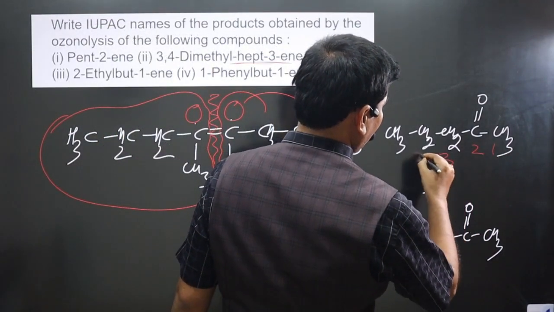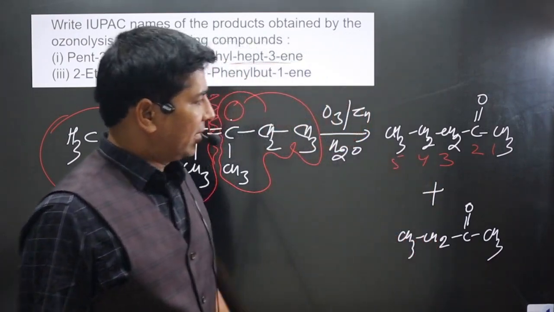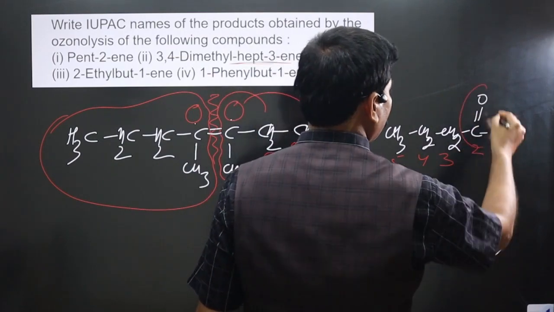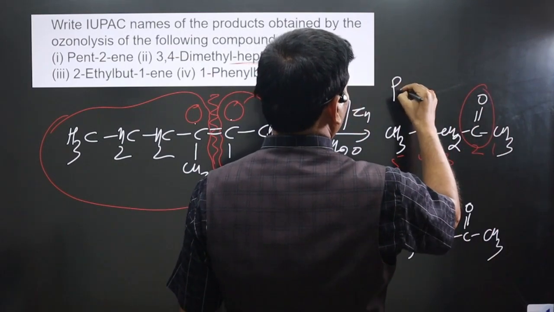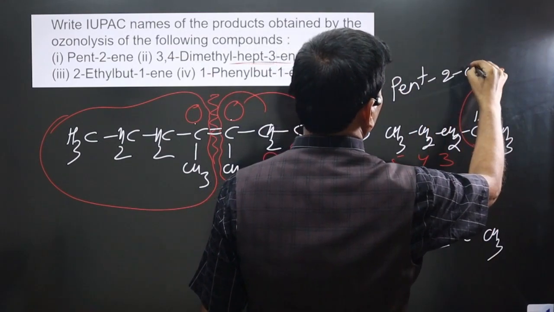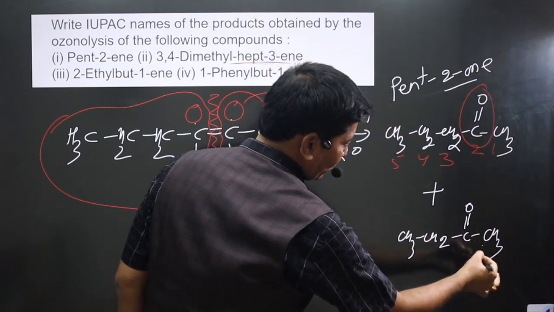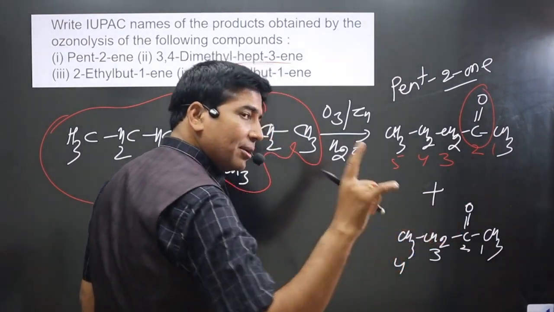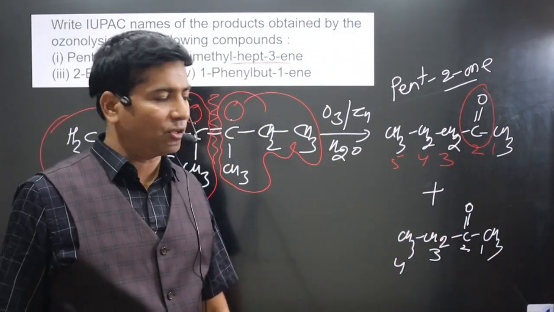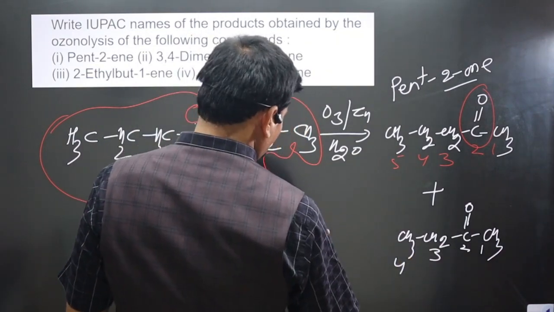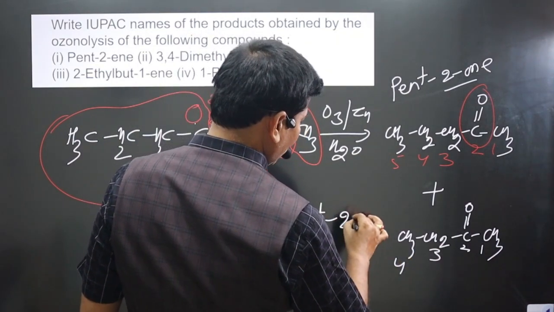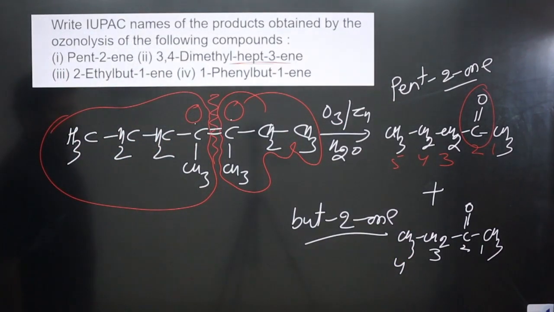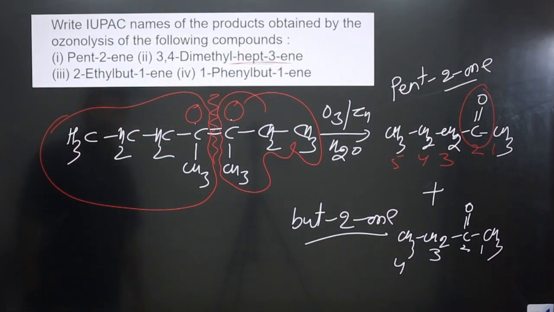1 2 3 4 5, so we have 5 carbons, pent-2-one. Because it is a ketone, we mention pent-2-one. We have pent and it is 2-one. In this case also, 1 2 3 4, you cannot do the numbering from this side because we have to allocate the minimum number to the carbonyl group. So in this case we mention but-2-one. So this is the nomenclature of these products. Second is done. Move on to the third one.